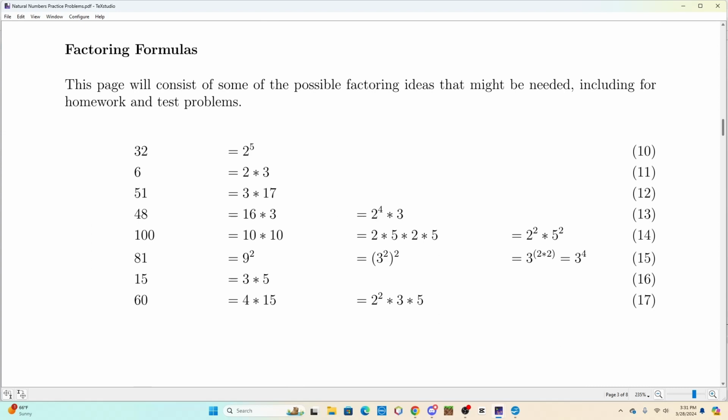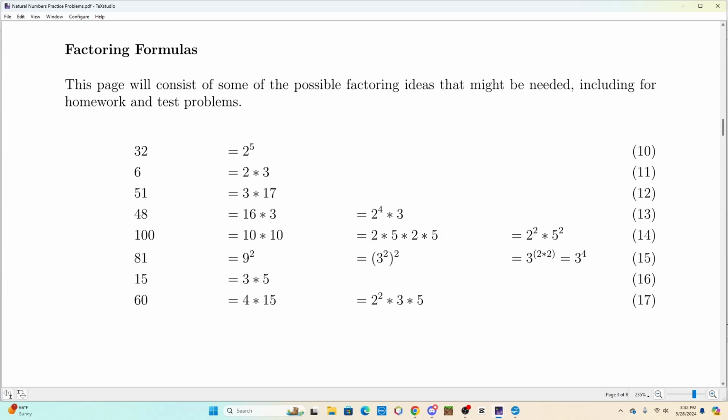Factoring formulas problems. They demonstrate various methods for factoring different numbers. Equation 10 is factoring 32. One method is to note that 32 is equal to 2 times 16, and that 16 is equal to 2 to the 4th. But powers of 2 come up so frequently that memorizing the first 6 would be useful. They are 2, 4, 8, 16, 32, and 64.